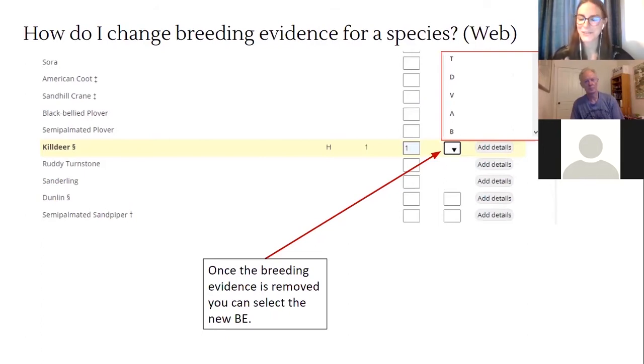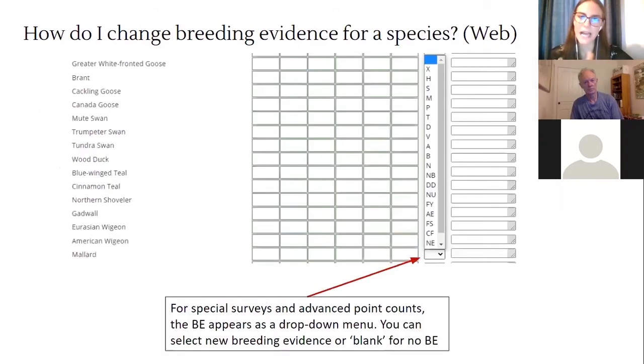I know that that one's kind of tricky. We're trying to get it so that it's just a drop-down menu and you can just switch it to blank if you want. But for now, you just have to highlight it and delete it. For special surveys and advanced point counts, the breeding evidence is already in a drop-down menu. So for this one, you don't need to highlight it and delete it. It just gives you the full drop-down menu. So I guess the rule can maybe be if you click it and it doesn't give you this whole list, then you're going to have to erase what's already there.